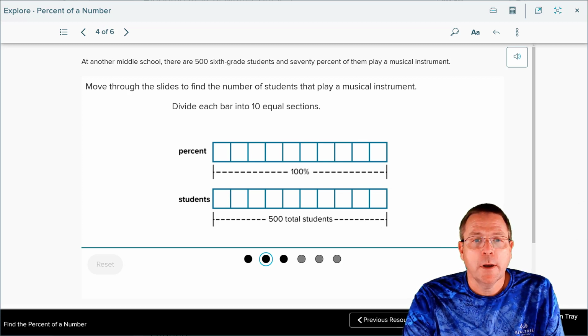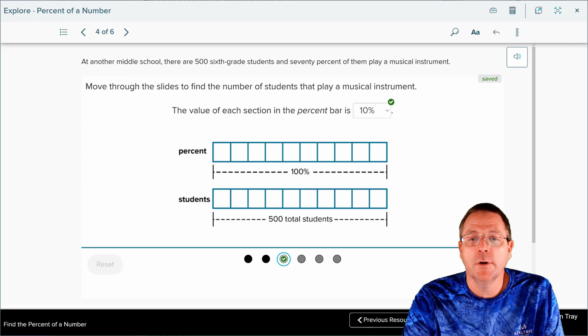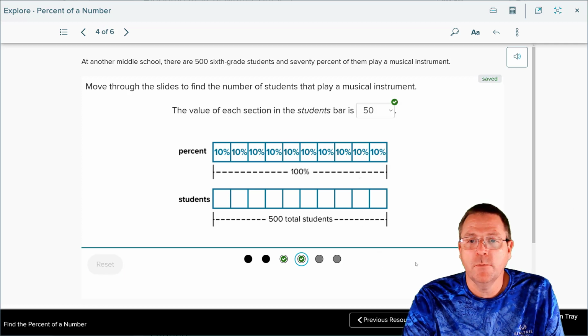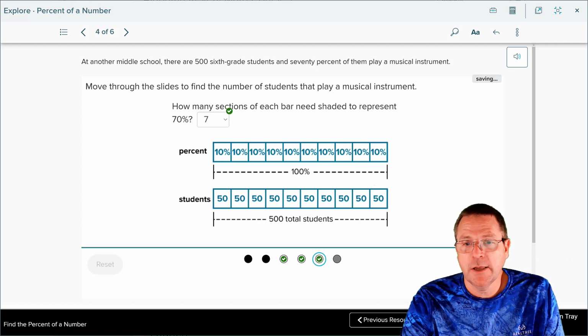From here, let's say the value of each section of the percent bar, we just said, is going to be 10%. Good. And then the value of each section of the student bar is going to be 50, which we said was good because you took the 500 divided by 10, that's where the 50 came from. And you can see where those have all been filled in now, just like we've done before. How many sections in each bar are needed to shade the 70% represented? Well, that's going to be 7, because 7 times 10% is 70.